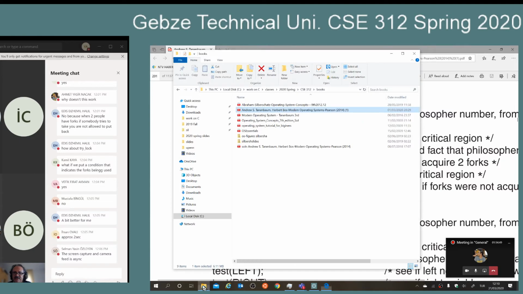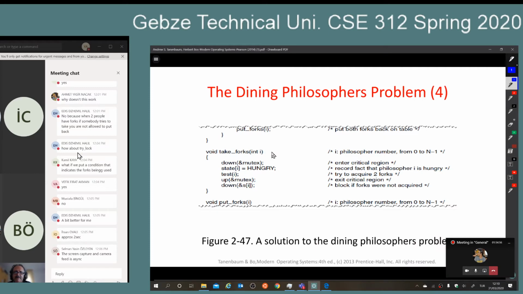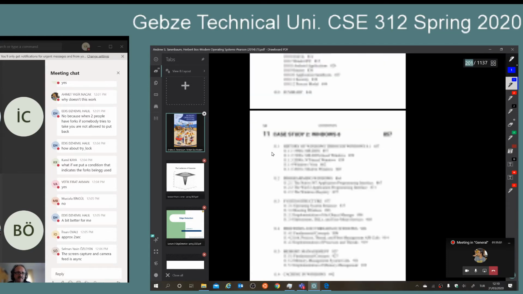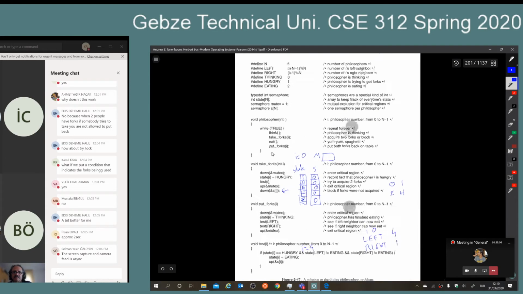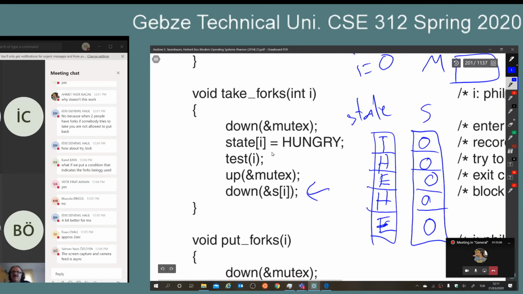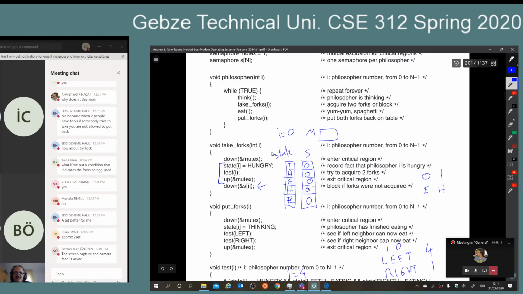You know what? I need to open this from the other program so that I can write on it. Okay, so this one says take forks. So this is my critical region. Inside the critical region, remember my state array. These are the data structures.